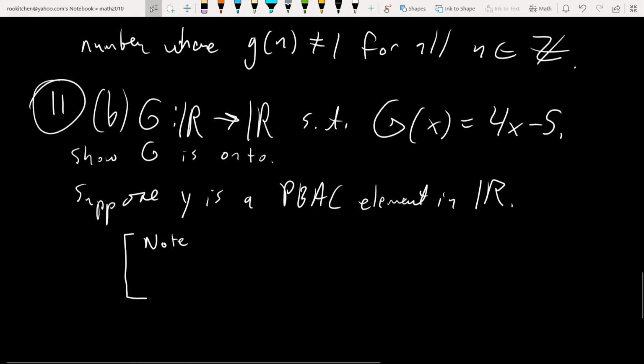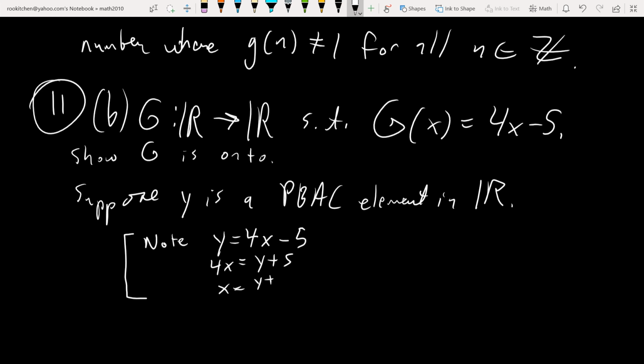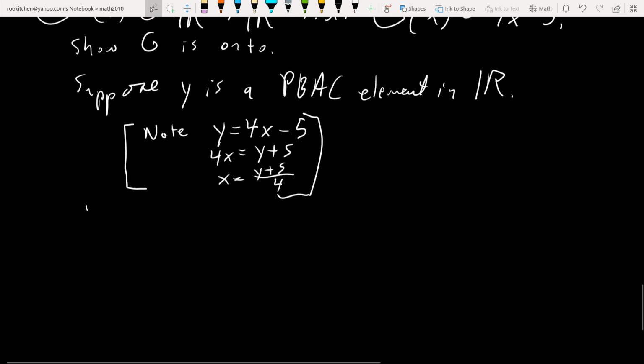from that. So note, letting y equal 4x minus 5, it's basically just finding an inverse, right? Then solve for x. 4x equals y plus 5, and then x equals y plus 5 over 4. So that's what we're going to do. We're going to let x equal y plus 5 over 4.